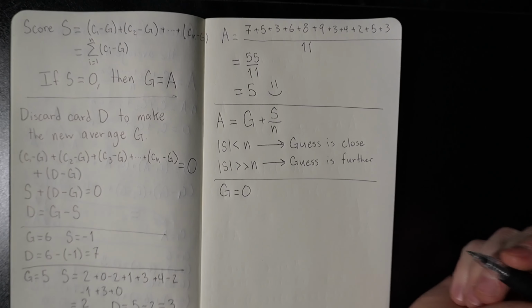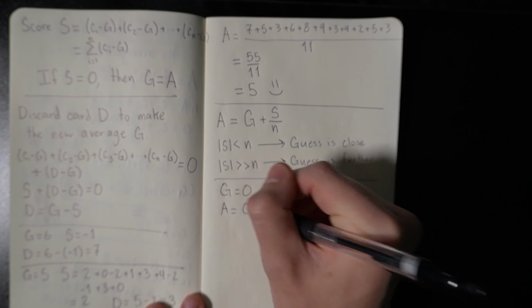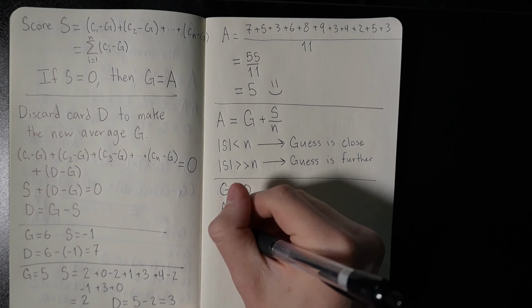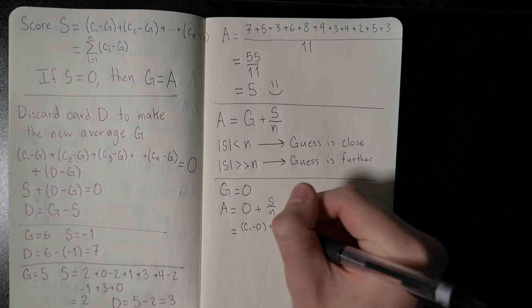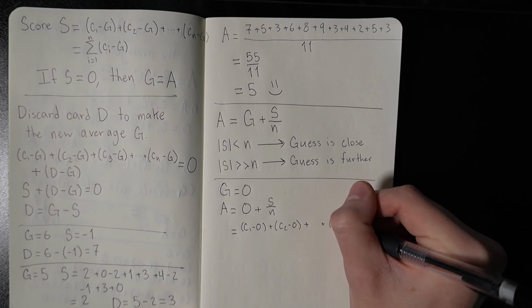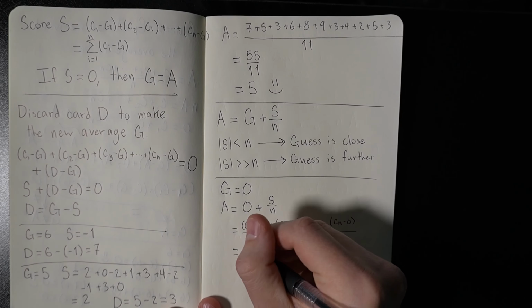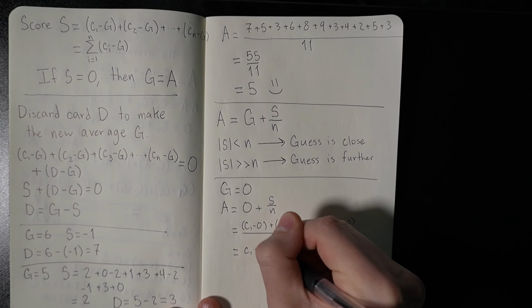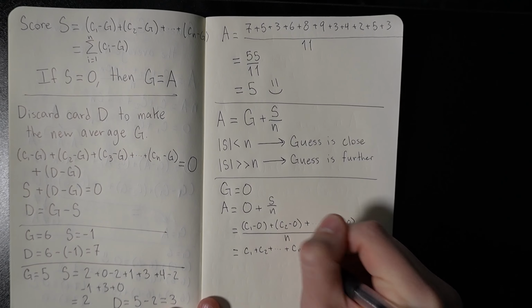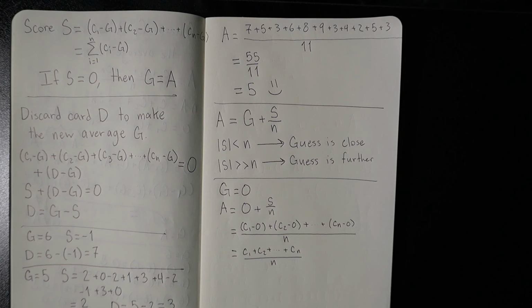If we let our guess be 0, we get that the average is S over n, or C1 minus 0 plus C2 minus 0 plus all the way up to Cn minus 0, all over n. And that's really just the sum of the cards divided by n, which is the classical average formula. With that in mind, I'd say that the scoring method is actually a generalization of the classical average formula.